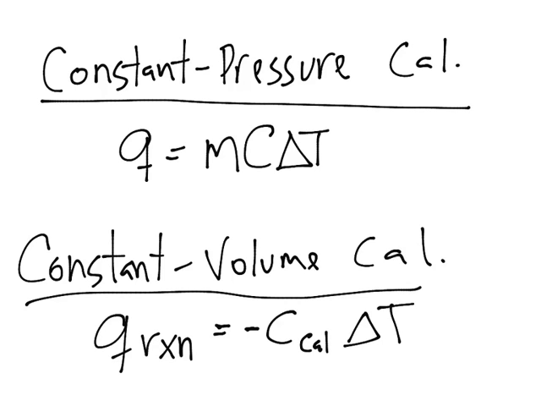And now let's do some problems. I'm going to start with one with a constant volume calorimeter. I forgot to mention that a constant volume calorimeter is also called a bomb calorimeter. So whenever you read bomb calorimeter, it means a constant volume calorimeter.